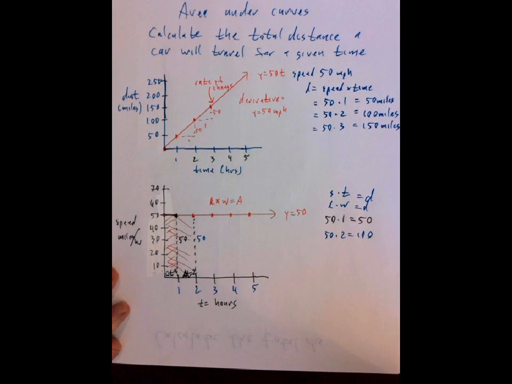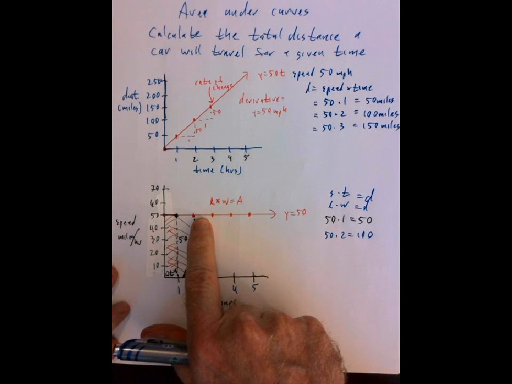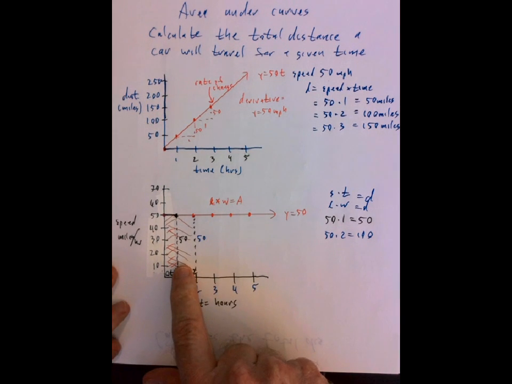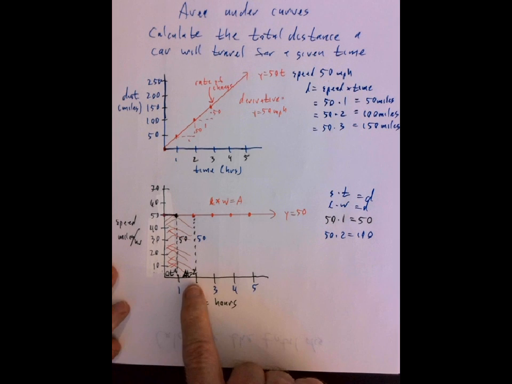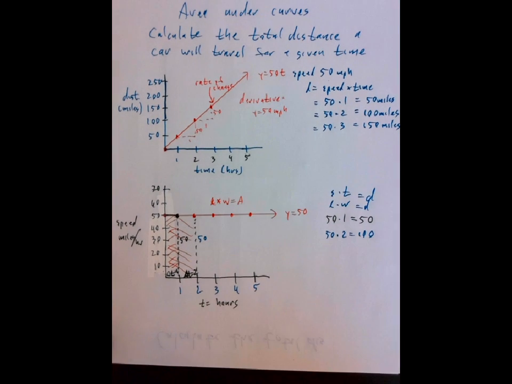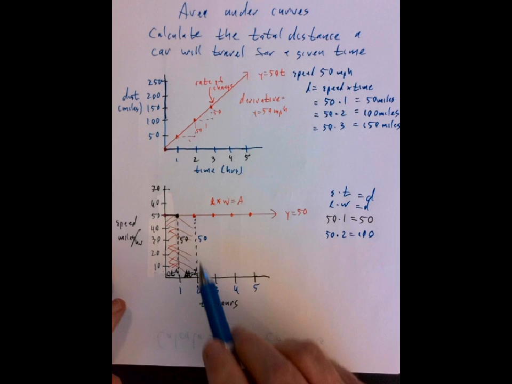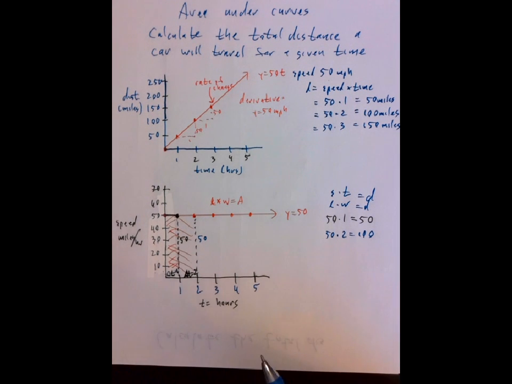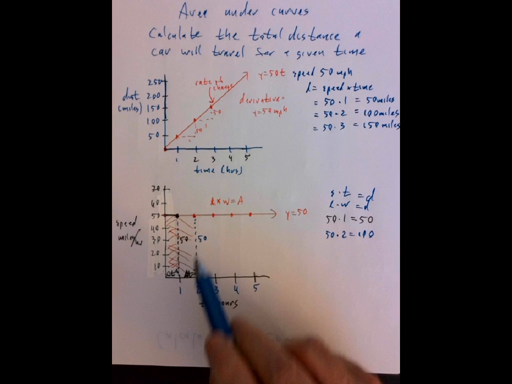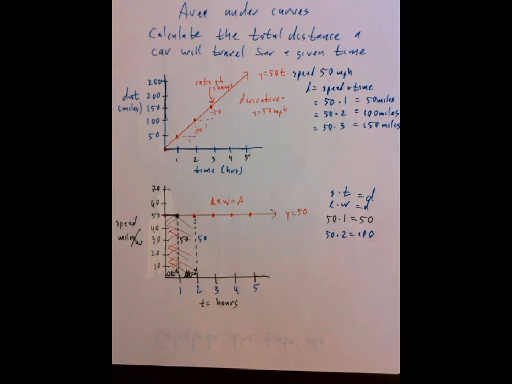Okay? It's very important. So if I start with the speed graph here, the area under the speed graph for a given length of time, that's the total distance traveled, because we're calculating the length, and the length times the width is the same calculation as speed times time.